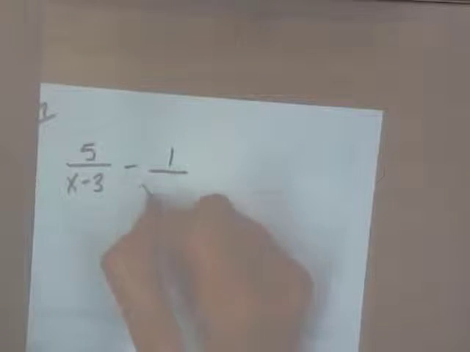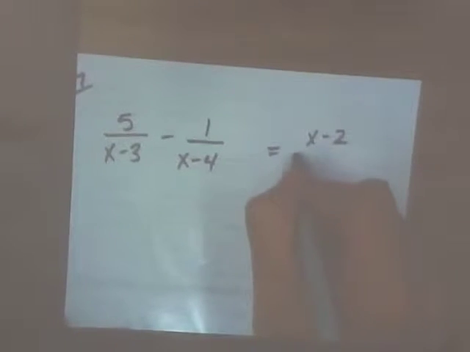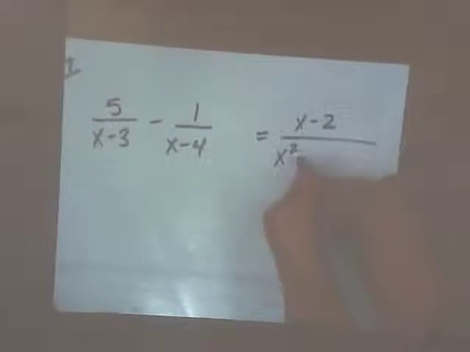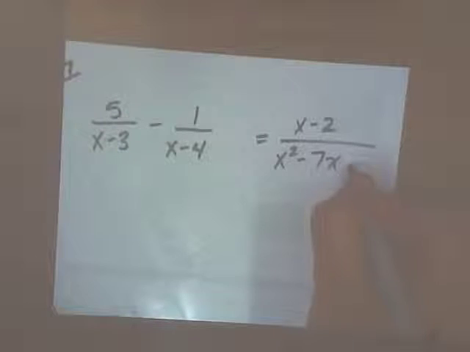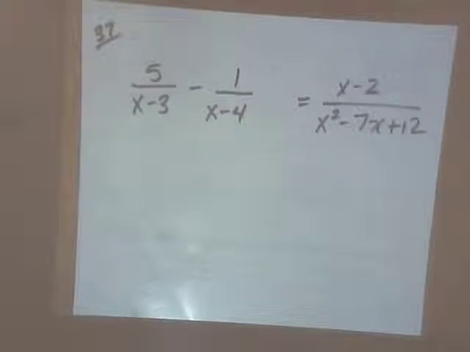Okay, 37. Wait, did you just do what we did earlier? Yeah? We want to try to get rid of our fractions, right? So we're going to make all the denominators the same.